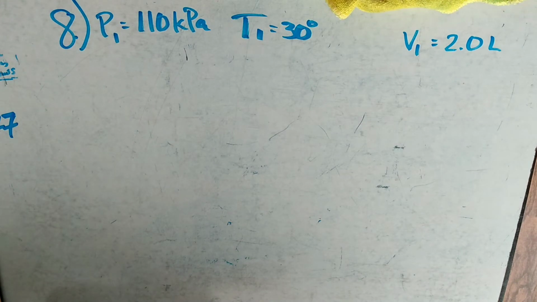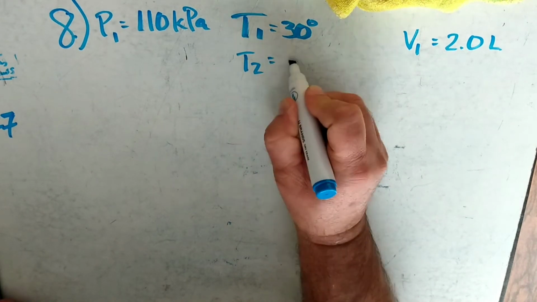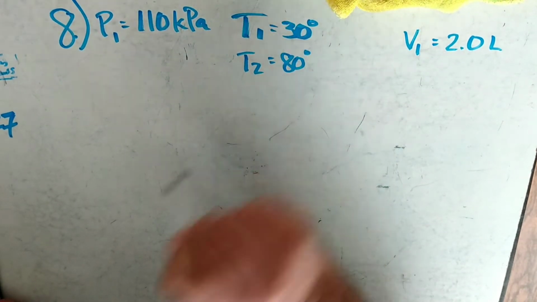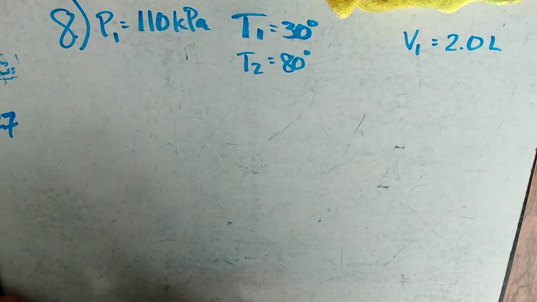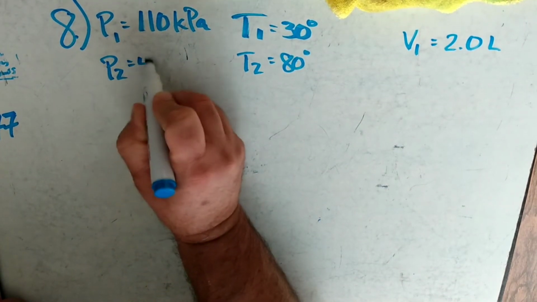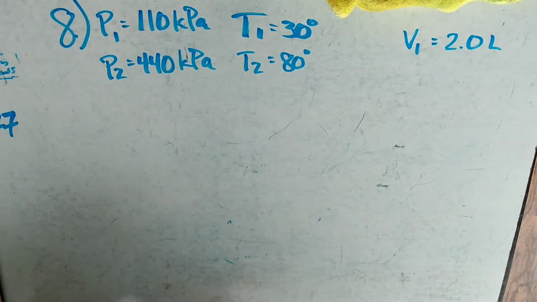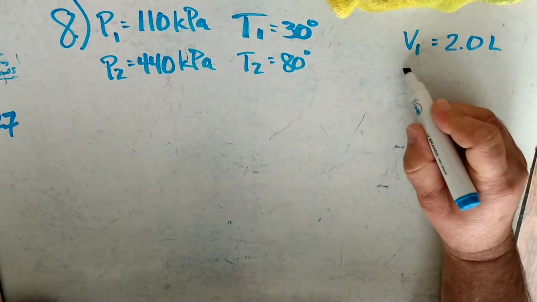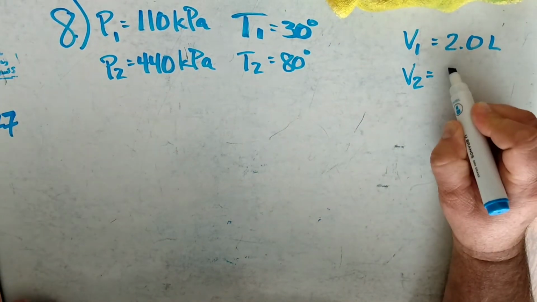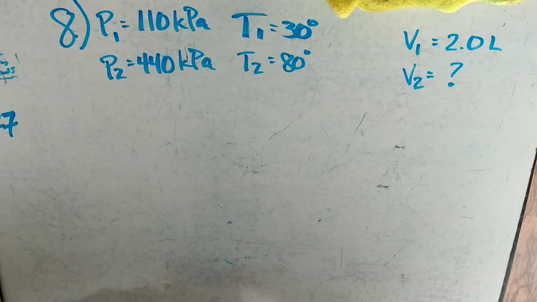If the temperature is raised to 80 degrees Celsius, so this is our second temperature, 80 degrees, and the pressure increases, so we have our pressure 2 equals 440 kilopascal. What is the new volume? So right here, we don't know. Okay, so we have a couple different things that we have to do.